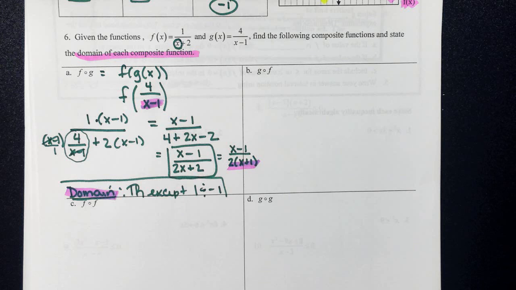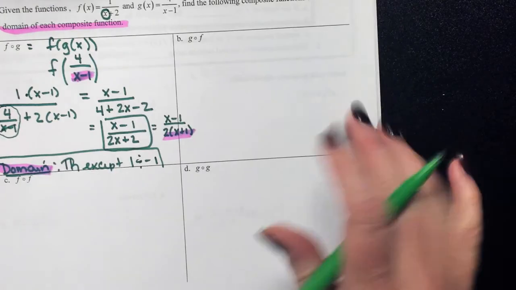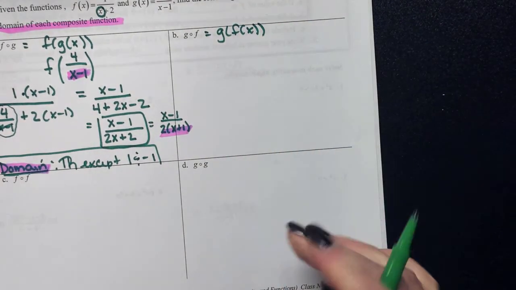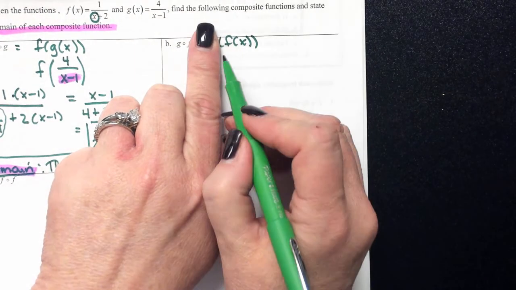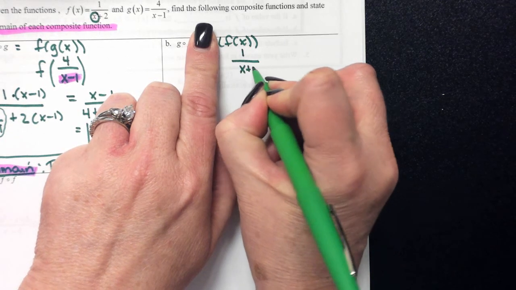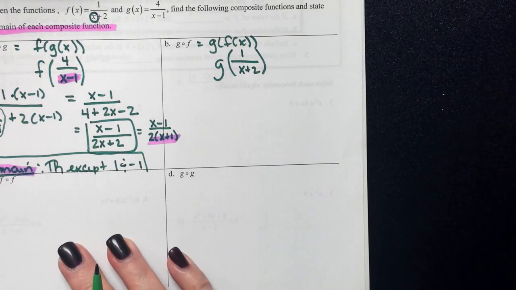Is the answer for A going to be the same as the answer for B? Are A and B going to be the same? No. So remember, this is g of f of x. Again, remember, you cover up what's on the outside, you look on the inside first. F of x is 1 over x plus 2. So that's your g.